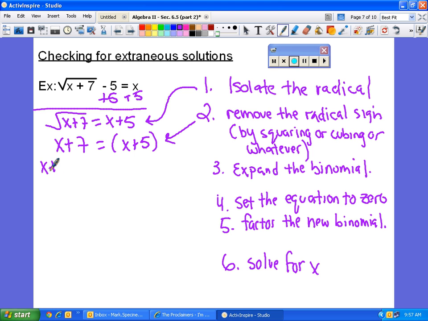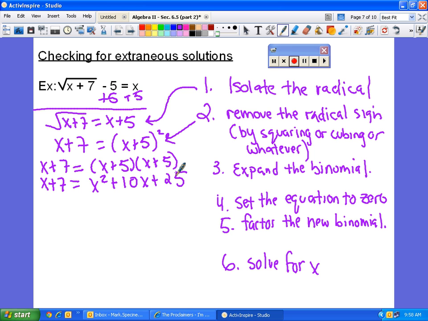So what I get is x plus 7, and this is going to be squared. I'm going to expand the binomial. I'm going to make it x plus 5 times x plus 5. And when I have two binomials, the way I multiply them together is to use which method? FOIL. Use the FOIL method. So that gives me x plus 7 is equal to x squared plus 10x plus 25. If you feel the need to, please make sure that you write the words use FOIL. Is this for step 3, expanding binomials? Yep, this is all step 3.